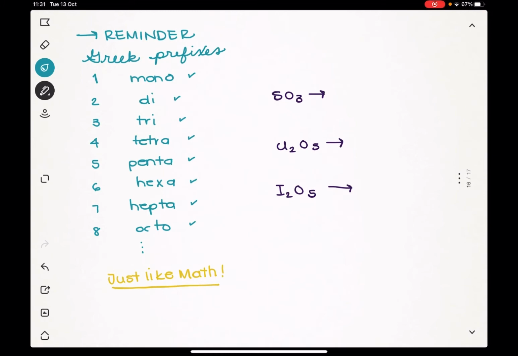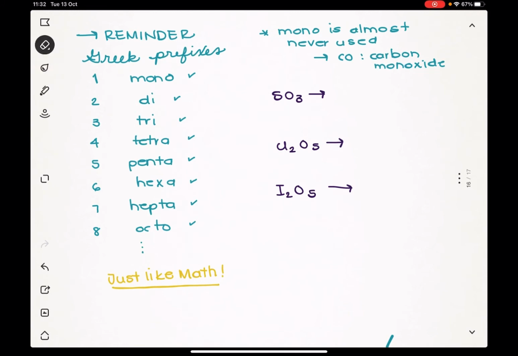We have SO3. One note: mono is almost never used, because there's always exceptions. The exception that I have for this rule is CO, which is carbon monoxide. But other than this one, it's not very common to find a mono. So we have SO3, the positive part, it's sulfur, and I just have 1, so I don't put anything. Trioxide, 3 oxygens, trioxide.